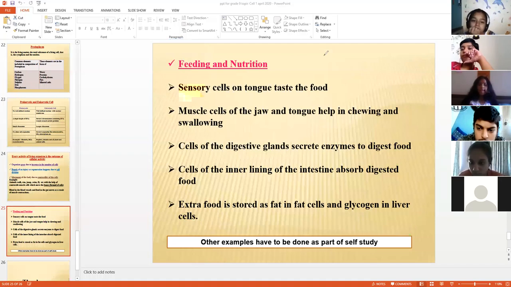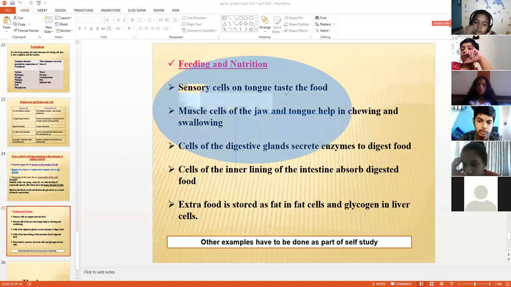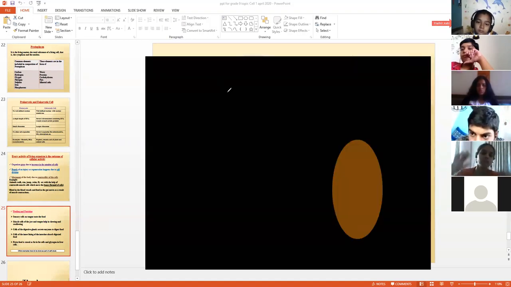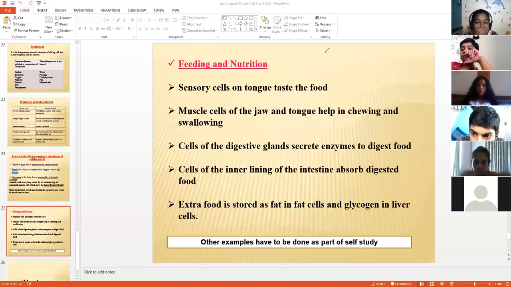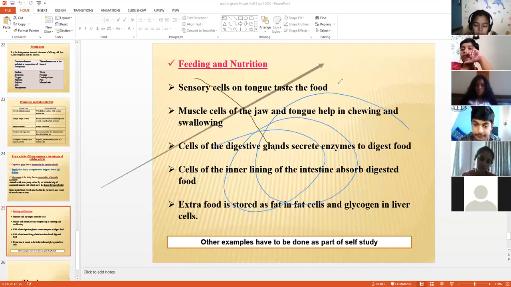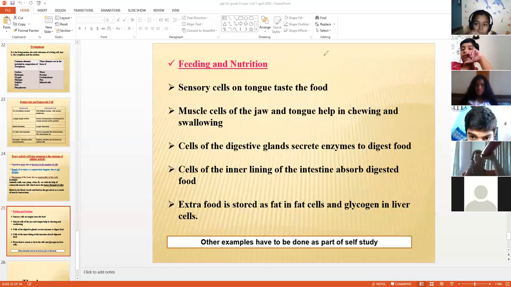Okay, now children, just imagine the pathway. This is a pathway. Now, where has the food entered? The food has entered your tongue. Where in the tongue? The sensory cells, they will taste the food. Then the jaw muscles, the cells which are present in the jaw, they will help in chewing and swallowing. The food goes inside your stomach, your intestine. There are these digestive glands. They will help in the secretion of enzymes. And with these enzymes, you will be able to digest the food.